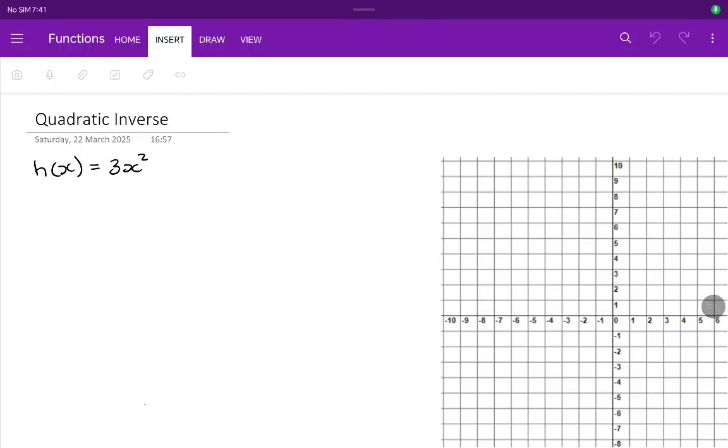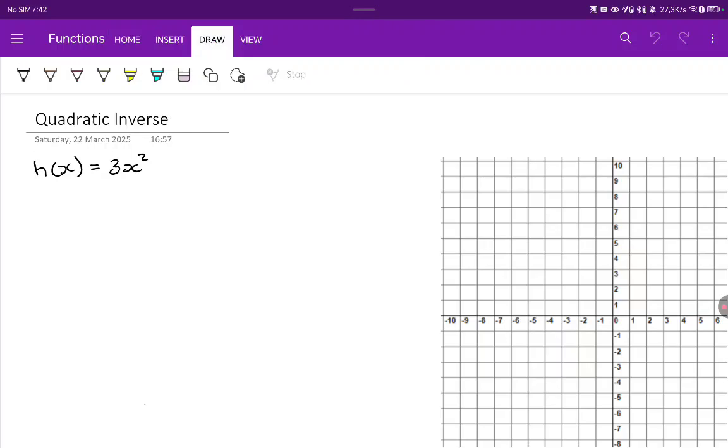Okay, let's do the quadratic inverse. On the screen you have h of x, which is 3x squared. Now if we were to figure out what the inverse function is, we would start by writing this equation in standard form, y equals 3x squared. Then we swap our x's and y's. So x equals 3y squared.